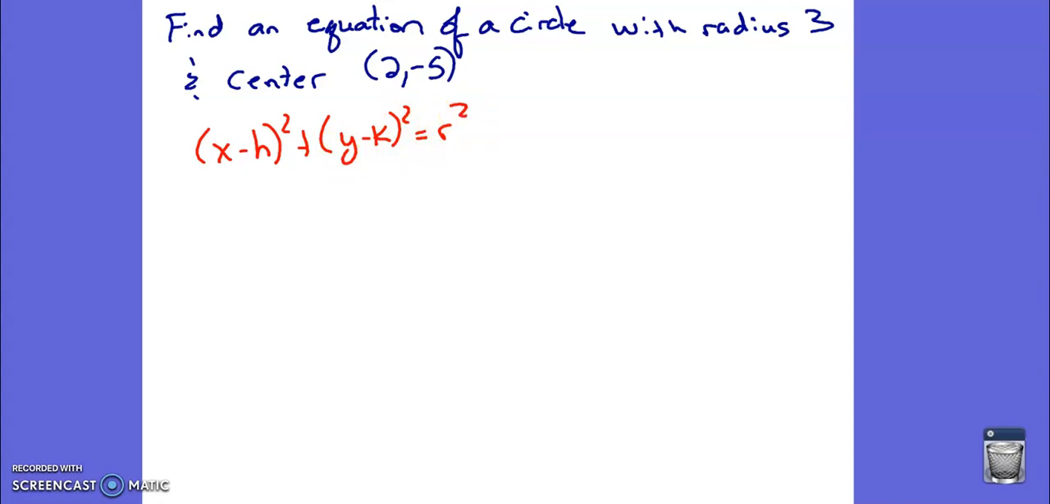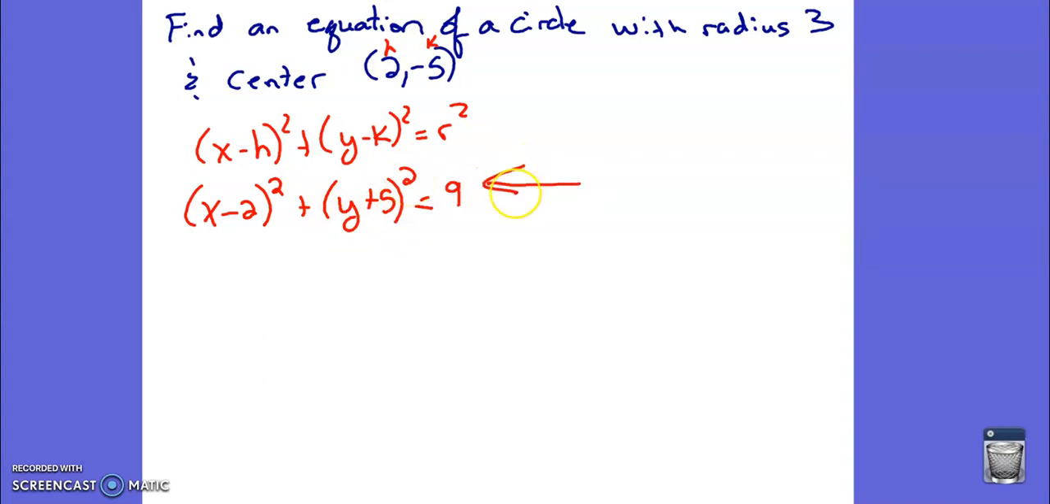And so we're going to write the equation of a circle with the radius 3. So if the radius is 3, this would be 9. And the center, remember this is your h, that's your k. So this would be x minus 2 squared plus y plus 5 squared. So this is the equation of that circle.